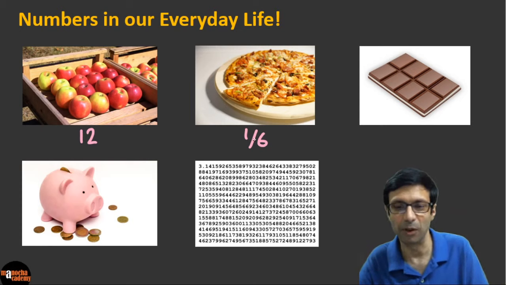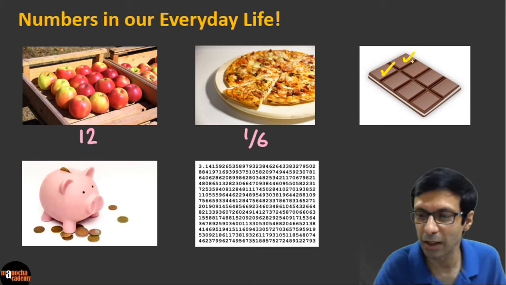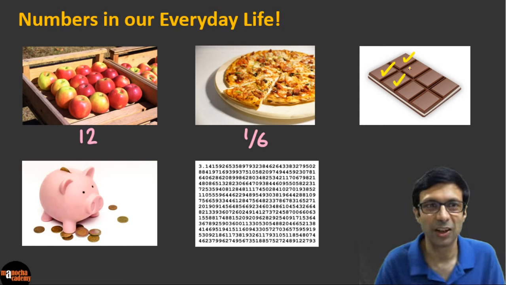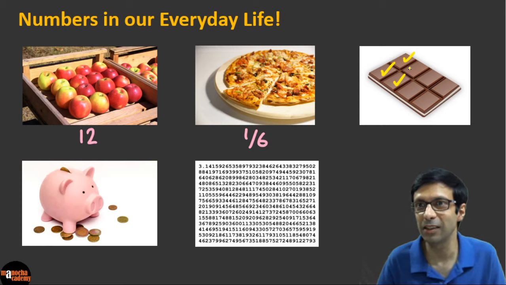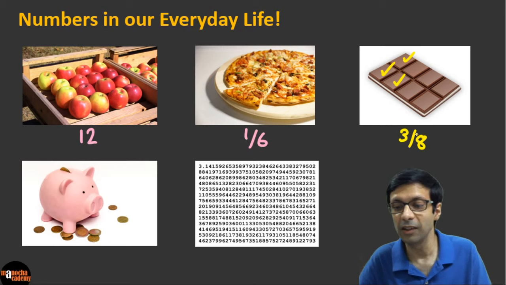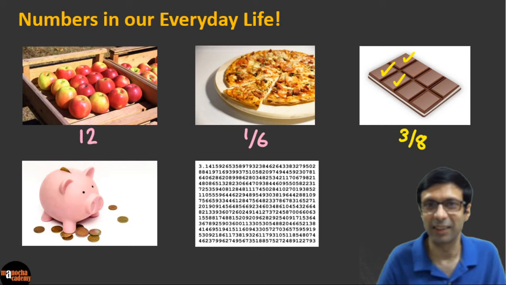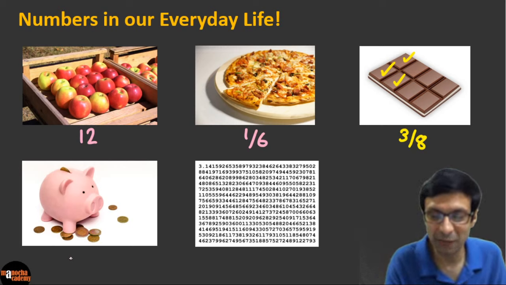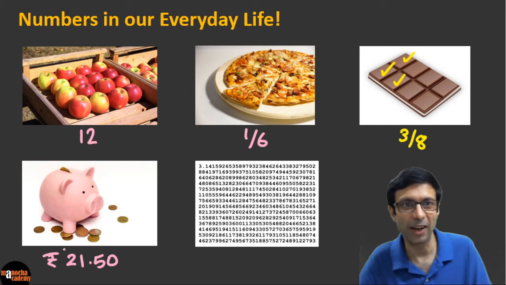So that's a fraction number, right? And let's say you eat 3 pieces in this chocolate bar. So this one, and this one, right? So how many chocolates have you eaten? How much chocolate have you eaten here? We can see that there are 8 pieces. So you've eaten 3/8, right? So you've eaten 3/8 of the chocolate. So that's a fraction. And let's say this is your piggy bank here. Okay. And let's say you've saved 21.50 rupees in your piggy bank. So that's a decimal number, right?